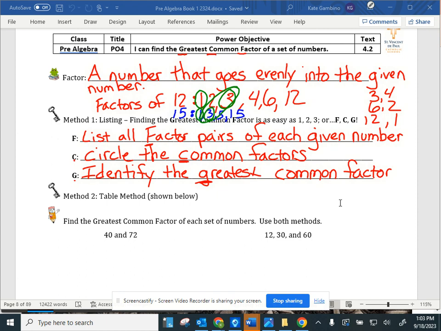So are we good with up above? Can I erase? No.